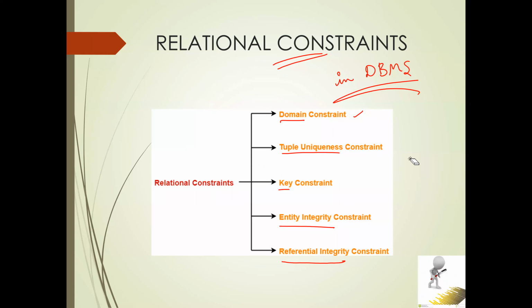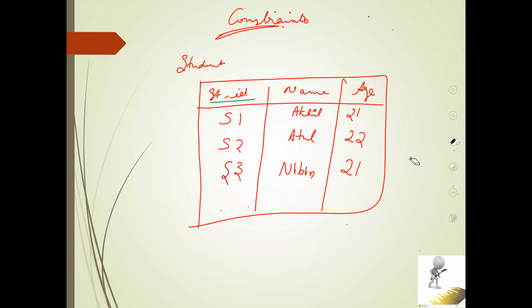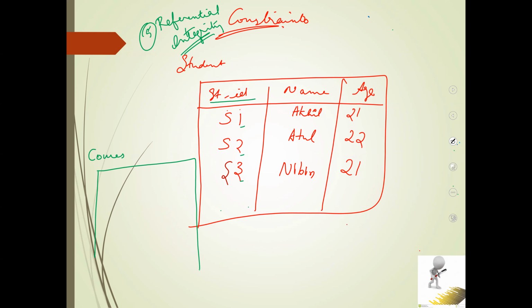The last constraint is referential integrity constraint. A very, very important concept. Fifth one, referential integrity constraint. Okay, now I do have a table over here, student, which has three details, S1, S2, S3. S1 will not repeat, S2 will not repeat, S3 will not repeat. Now imagine I do have another table called course, where I do have, let's say, course allocation number, which let's say is the primary key. I do have student ID and the date on which the course was assigned.